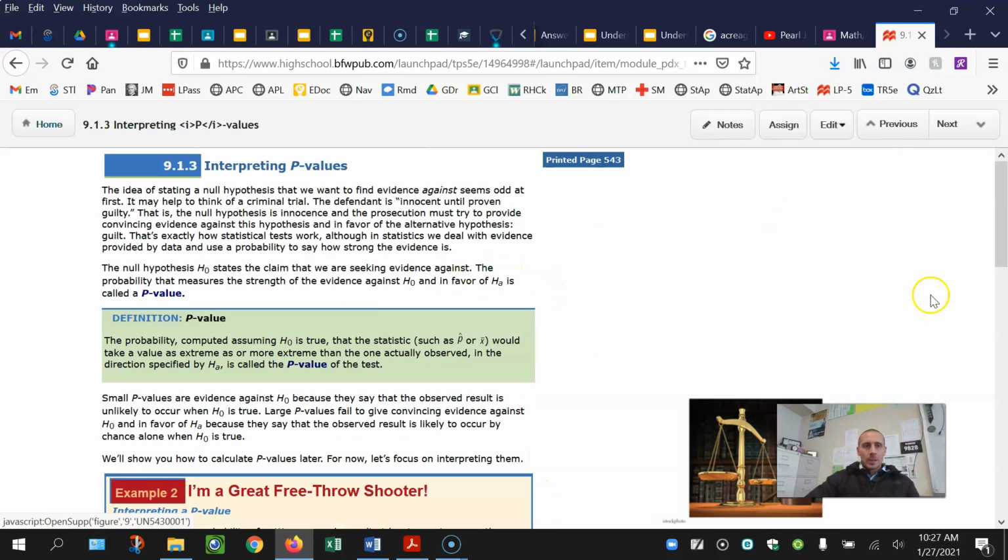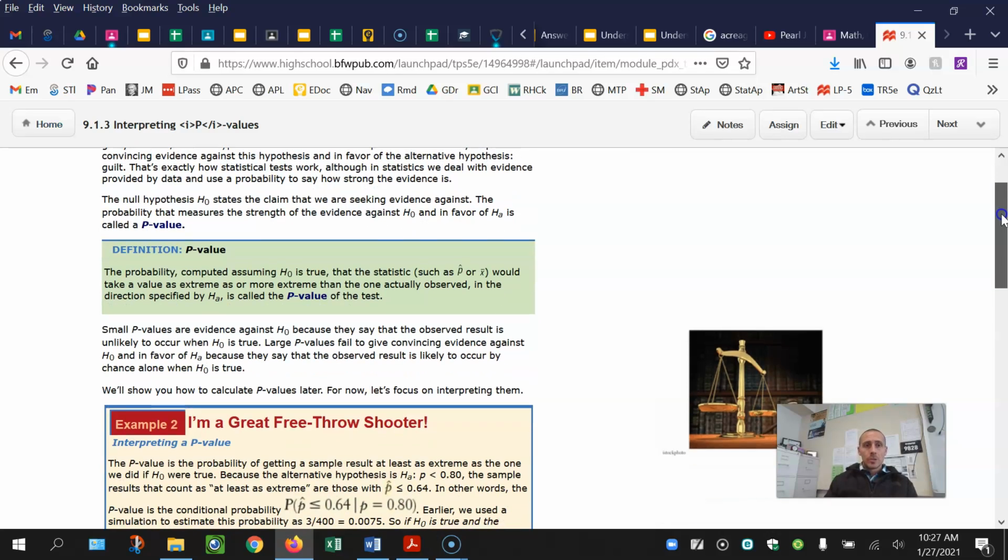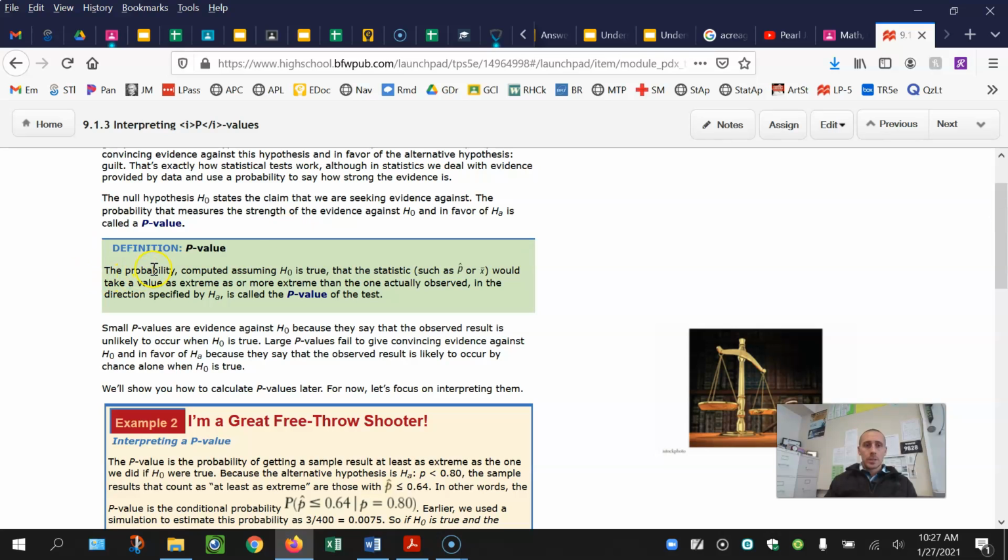So that leads into this idea of a p-value. Again, going back to this idea of innocent until proven guilty, we assume they're innocent. We assume the null hypothesis is true. That's what the sampling distribution is based off of. So your p-value is a probability. It's a conditional probability: given the null is true, how likely is it that you got a statistic or something more extreme just by chance?